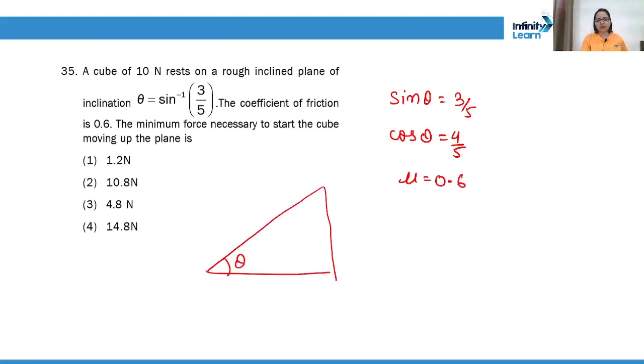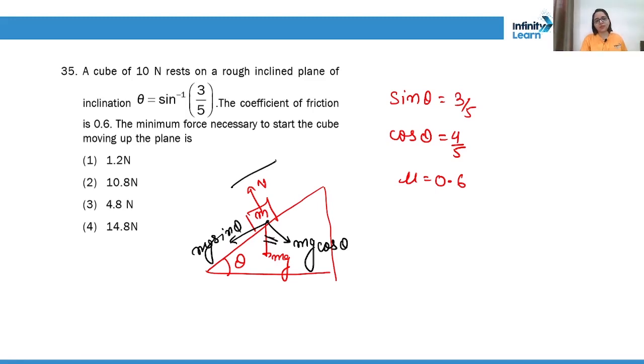So this is theta. This is cube of mass m. So this will be mg. This will be normal, right? And if you take the components, this component will be mg cos theta. This component will be mg sin theta, right? And if you are trying to move this cube in upward direction, friction will be in the downward direction. So minimum required force should counter friction plus mg sin theta.